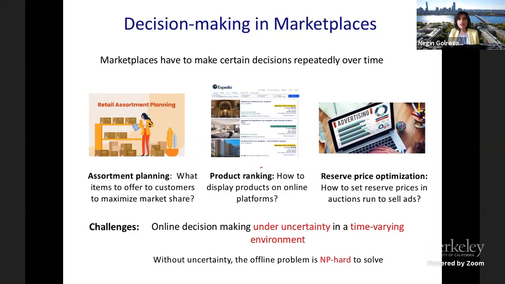But these two challenges are not the only challenges that marketplaces face. There's another important challenge, and maybe the most important one: let's assume that I don't have any uncertainty whatsoever. Then the underlying offline problems that we need to solve in these decision-making processes are NP-hard to solve. Roughly speaking, this is the case because I have too many options to try. When I'm doing assortment planning, my options are the number of sets, which can be exponentially large.